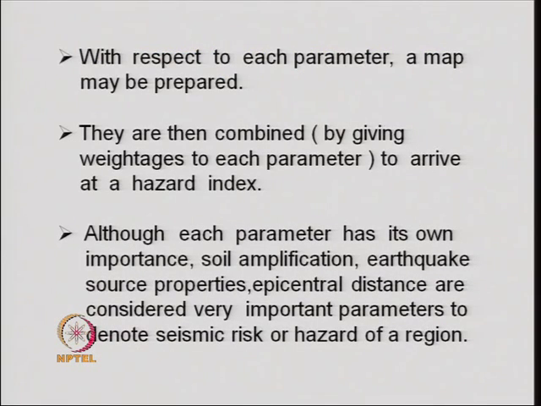With respect to each parameter, a map may be prepared. They are then combined by giving weightages to each parameter to arrive at a hazard index. So, for each one of the sub-areas, one can calculate a hazard index by giving weightages to each one of these parameters. Although each parameter has its own importance, soil amplification, earthquake source properties, and epicentral distance are considered very important parameters to denote seismic risk or hazard of a particular region.